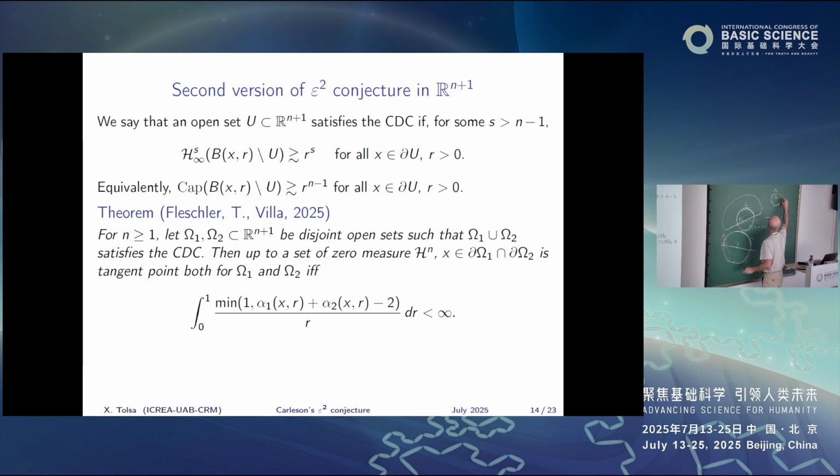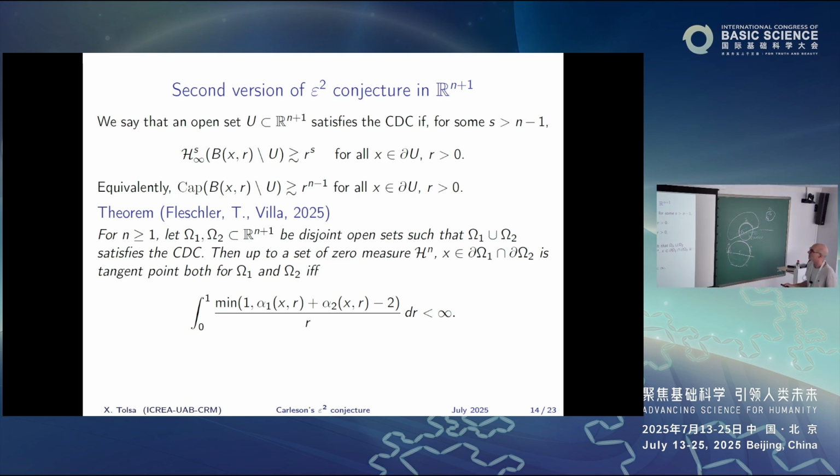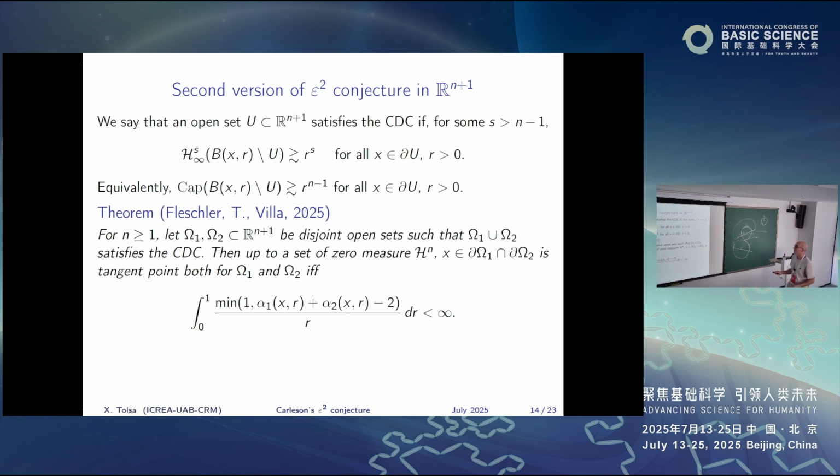It is easy to check that for the Jordan curve, for any point such as here, the complementary is the curve, and by continuity, this will be comparable to R. This condition will be true for Jordan curves with S equal 1. So Jordan domains satisfy this condition.